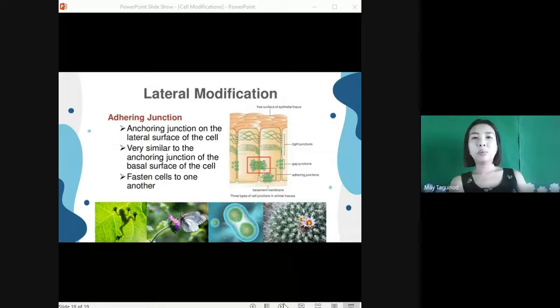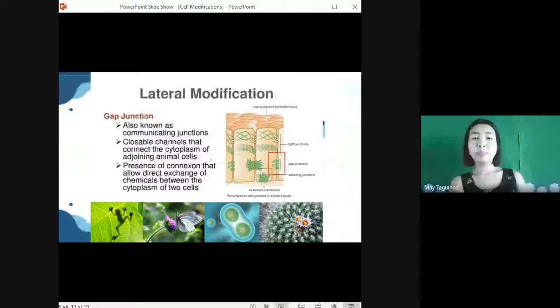The last one is the gap junction. They are also known as communicating junctions and closable channels that connect the cytoplasm of adjoining animal cells. They have connexons that allow direct exchange of chemicals between the cytoplasms of the two cells.